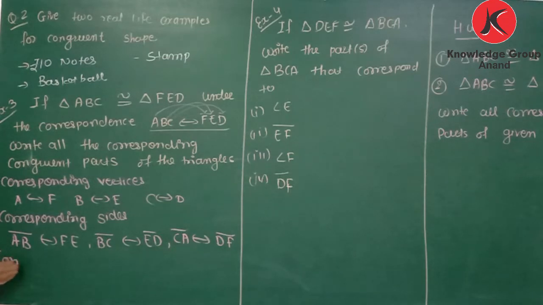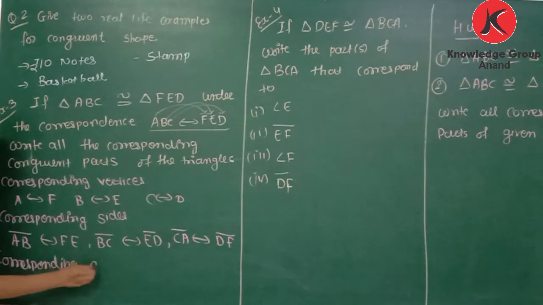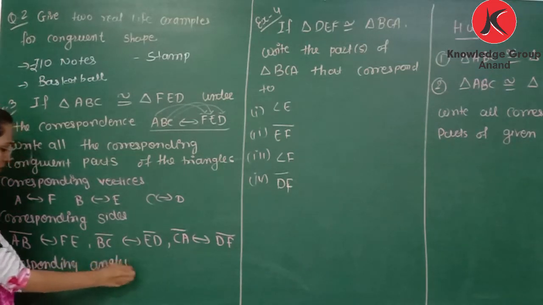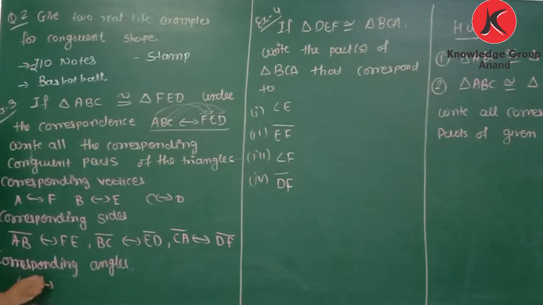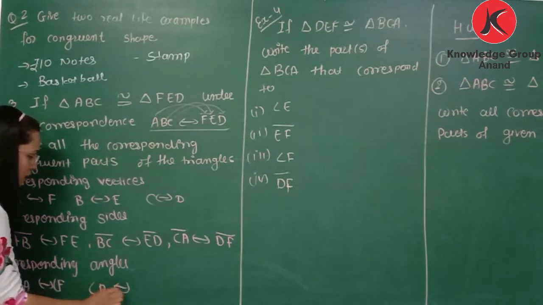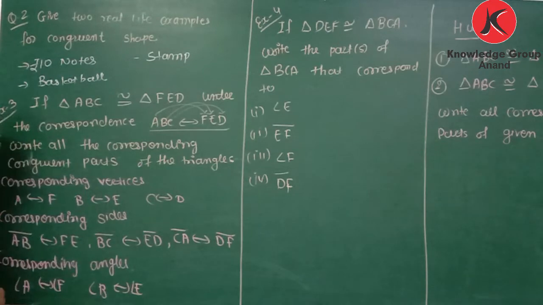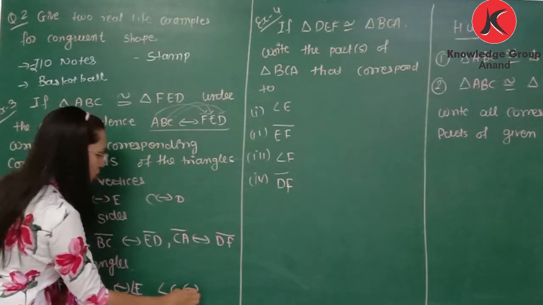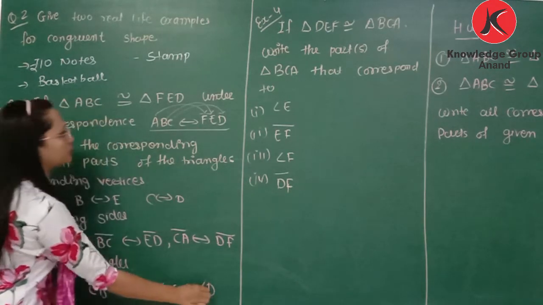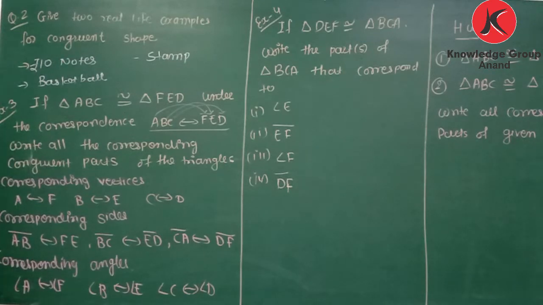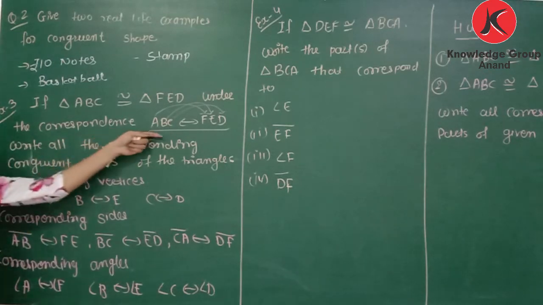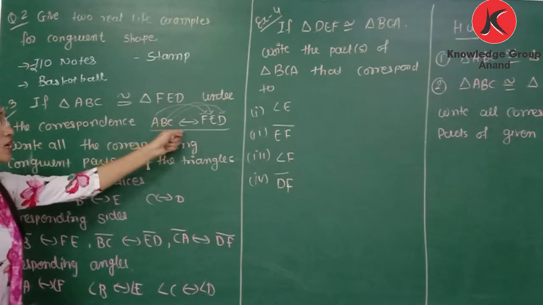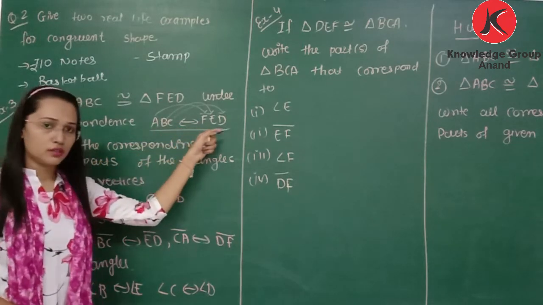Now corresponding angles. So here angle A corresponds to angle F, angle B corresponds to angle E, and angle C corresponds to angle D. So these are the corresponding parts under this correspondence of triangle ABC corresponding to FED.